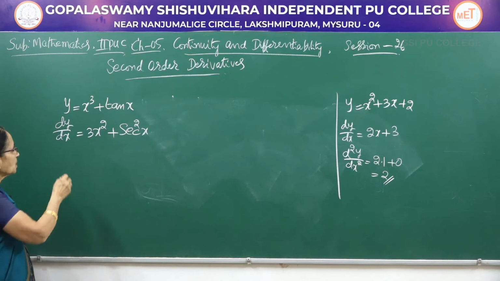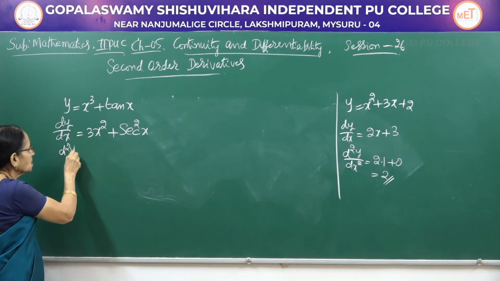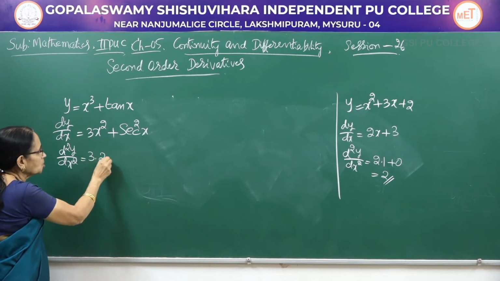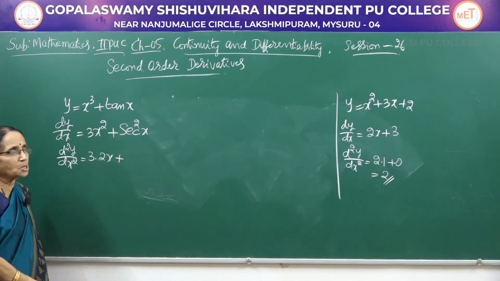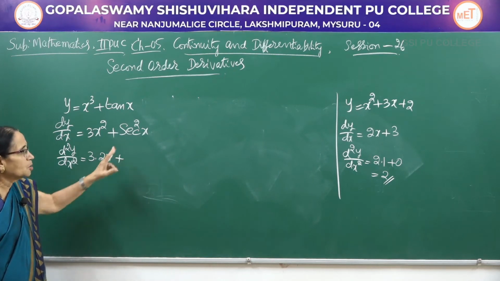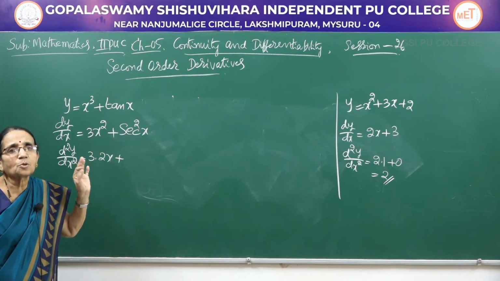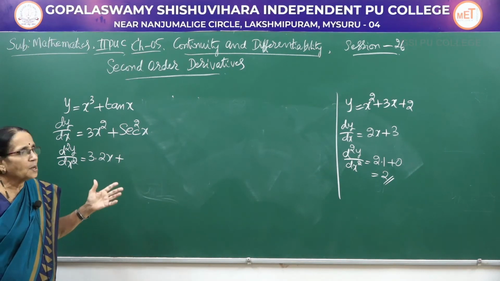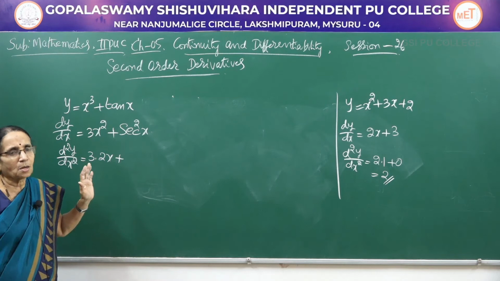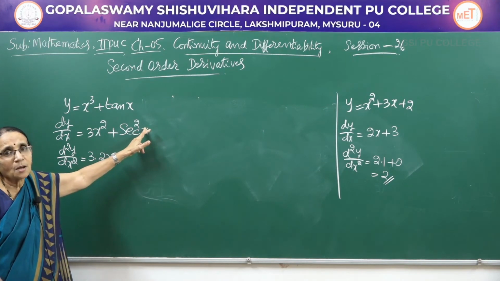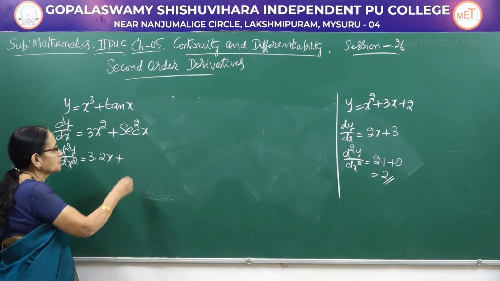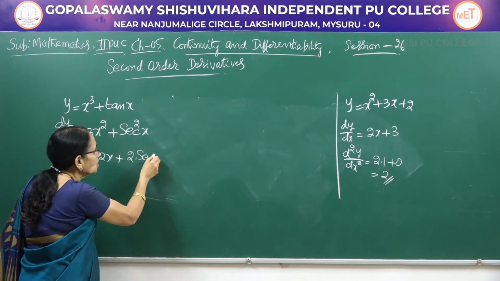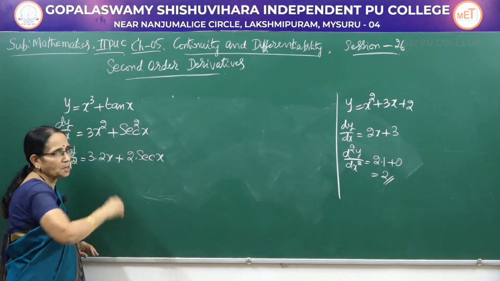You observe here, when you find the second derivative, d square y by dx square, it is 3 into 2x. It is an algebraic function, directly we can differentiate. Look here, it is secant square x. Secant x will be a simple function. Secant square x means it is a composite function. So first you have to give importance to the power, the index. So x square would become 2x, like secant square x becomes 2 secant x. So the 2 part is over.